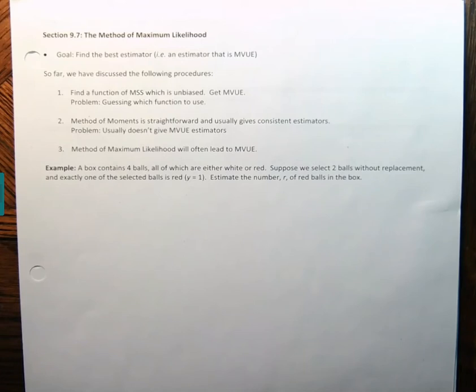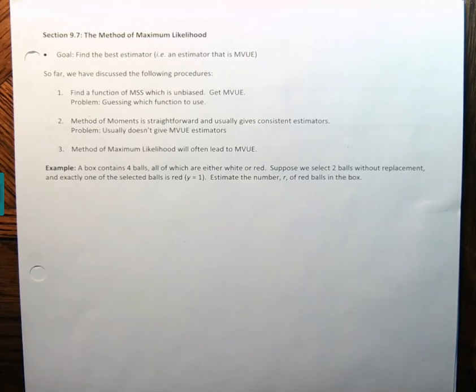So we've discussed a couple different procedures up to this point. We saw that we could find a minimally sufficient statistic, which is unbiased, and that'll get us the MVUE. But the problem with this is guessing what function we need to use to get to the MVUE. We could use the method of moments, which is straightforward, and it usually gives us consistent estimators, but it doesn't necessarily give us MVUEs. And then the next one we're going to look at is the method of maximum likelihood, which will often lead to MVUEs.